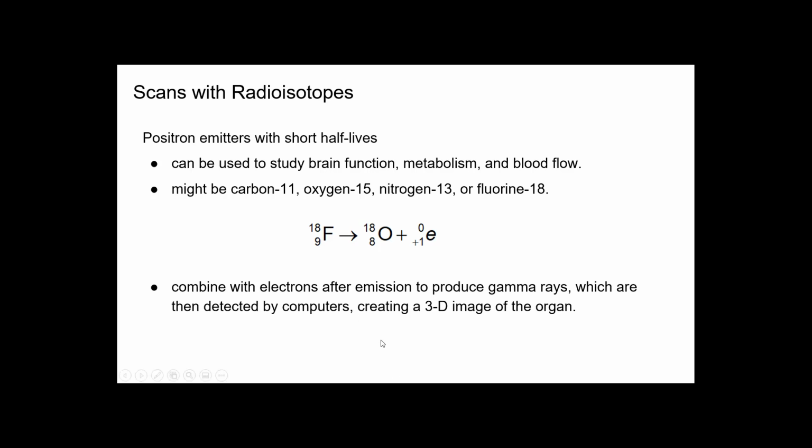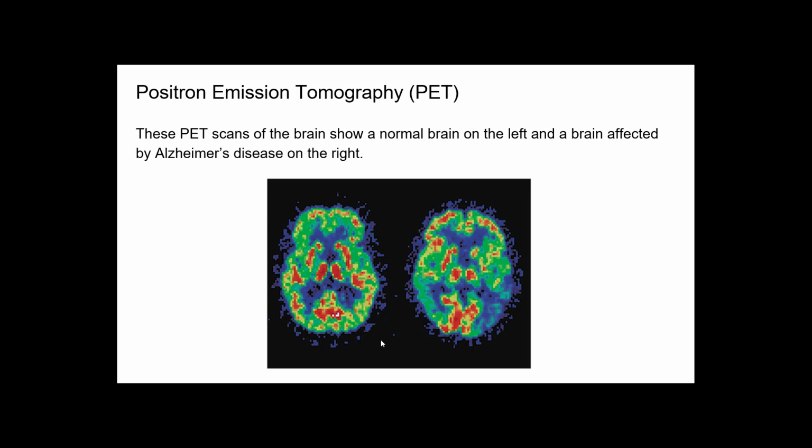So these may be different types of radiation, but they're pretty much all specifically used so that the information can eventually end up in a computer, and an image is created of whatever organ or body part needs to be looked at. So here is positron emission tomography. This is PET. They usually call these a PET scan.